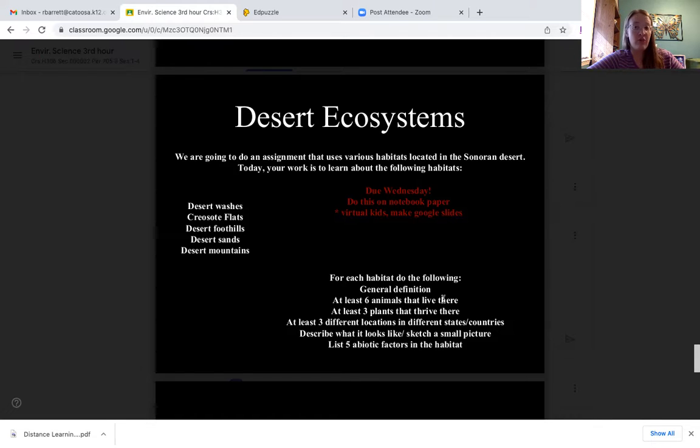That means you're going to open up Google Slides. You're going to have 5 slides. A desert wash slide, a creosote flat slide, a desert foothill slide, a desert sand slide, and a desert mountain slide. On each slide, you're going to give me the definition, the 6 animals that live there, the 3 plants that thrive there, the locations I can find them, what it looks like, and 5 abiotic factors of that habitat. So you're going to look that up for each of those 5 things, put those on the slides, and turn it in.